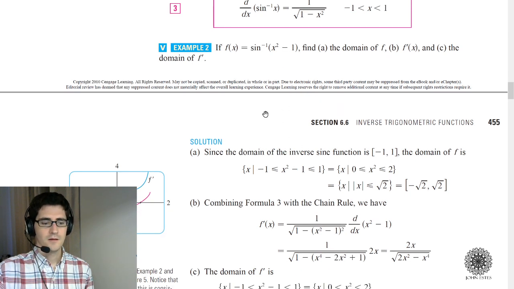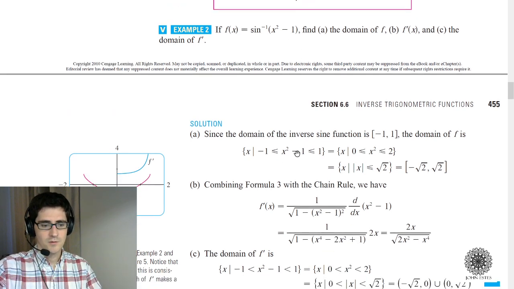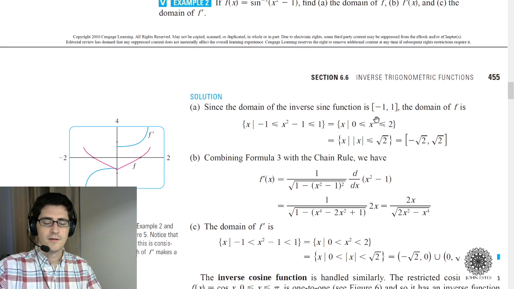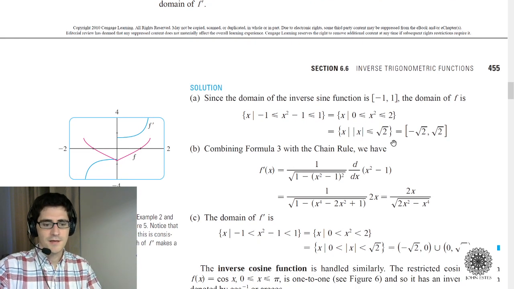So that means for the domain of the sine inverse of x squared minus 1, I have to restrict x squared minus 1 between negative 1 and 1, and that's what we're saying here. We're saying all the x's such that x squared minus 1 is bound between negative 1 and 1, which means x squared is between 0 and 2, and so that means the absolute value of x is less than or equal to the square root of 2 by taking the square root of all sides here. Or another way of saying that is from negative root 2 up to positive root 2, and that's what we have here in interval notation. Okay, I hope that makes sense.